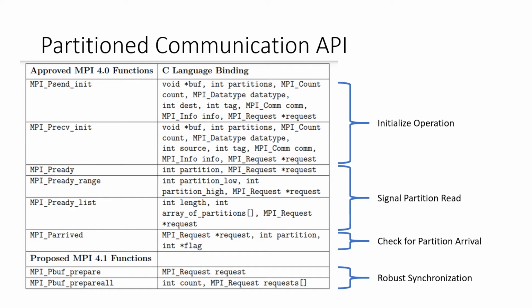The remaining 2 functions are proposed for MPI 4 to allow for a more robust synchronization process in between the sender and receiver, as that has not been clearly defined by the standard.